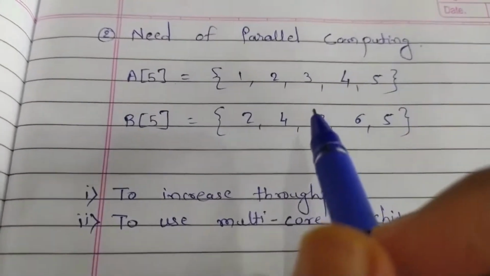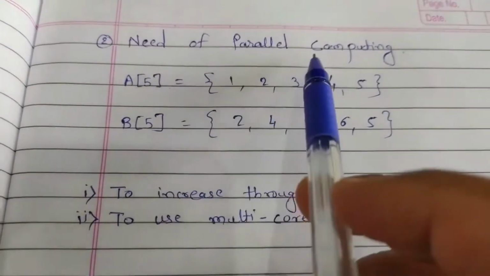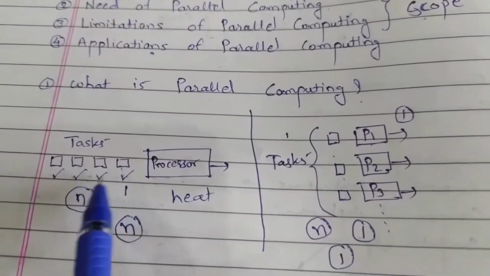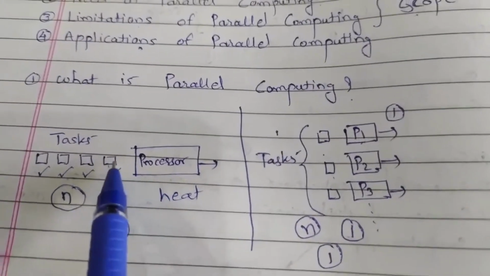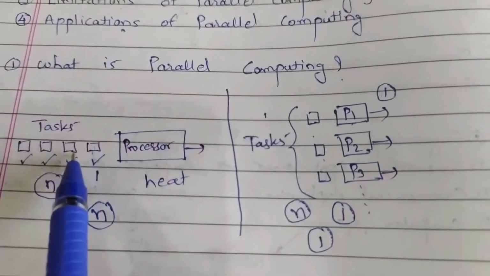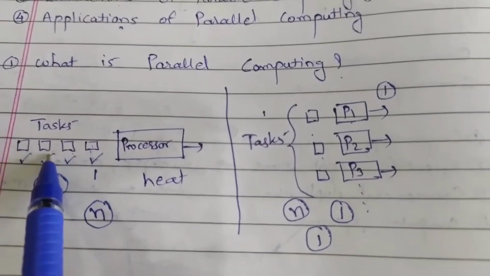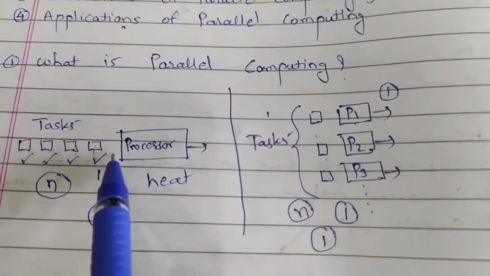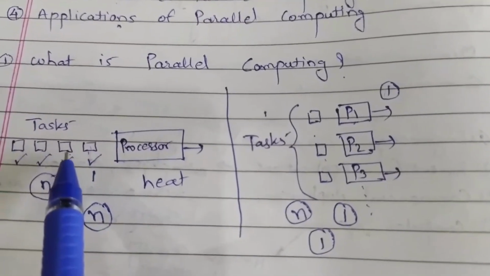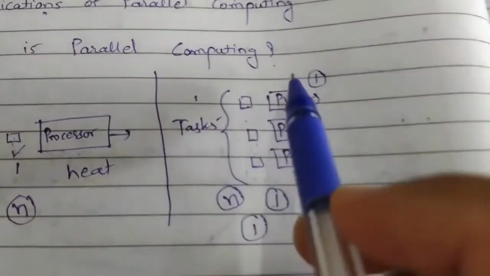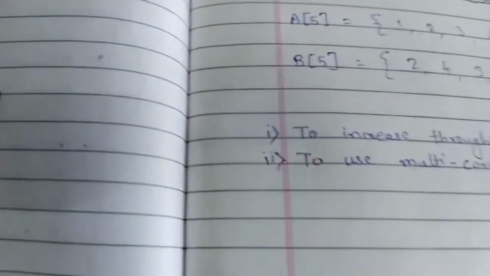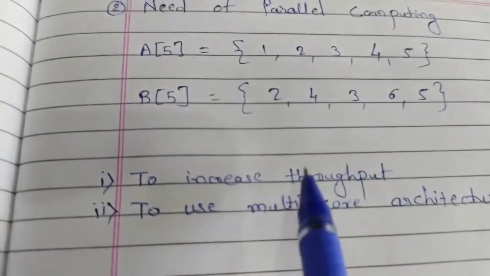Now we will discuss the need of parallel computing. We have already talked about it: when we have multiple tasks and a single processor, it will take more time. This task will take 1 unit of time, then another task will take 1 unit of time, and so on. When we perform the tasks sequentially, that much time it will take. But if we allocate the tasks to different processors, it will definitely take less time. So to increase throughput, we require parallel computing.